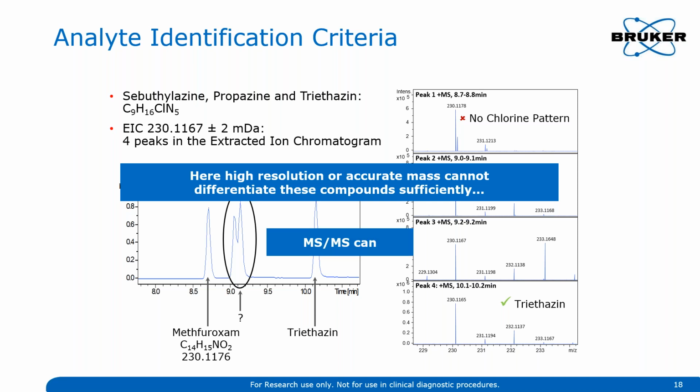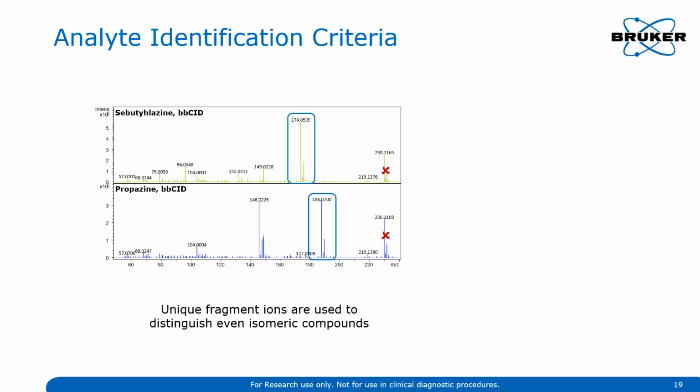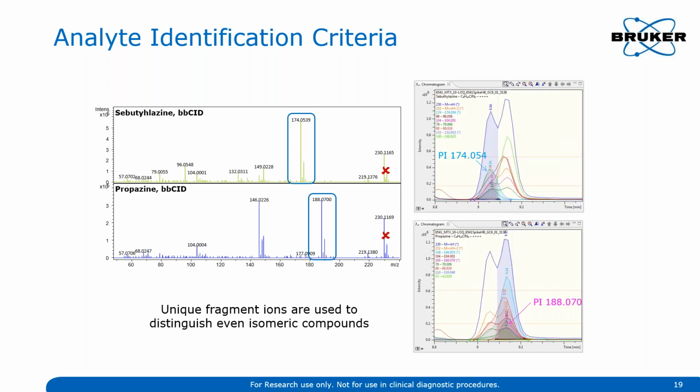However, an MS/MS analysis can. If you look at the broadband CID spectra for these 2 chromatography peaks, we see that the parent ions are the same. But fragments are different, and unique fragment ions are used to distinguish even isomeric compounds. Now we can extract ion chromatograms for these fragment ions and perform quantitation of each of the 2 pesticides individually. Earlier, I mentioned that different ions can be selected for quantitation to avoid interferences. So this is one of the examples.